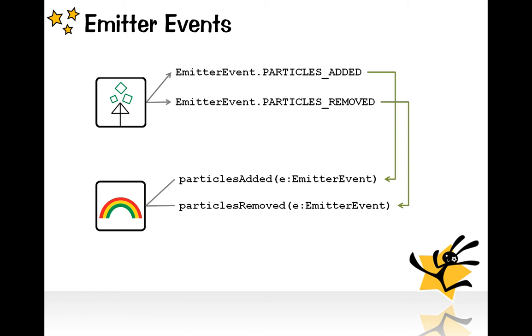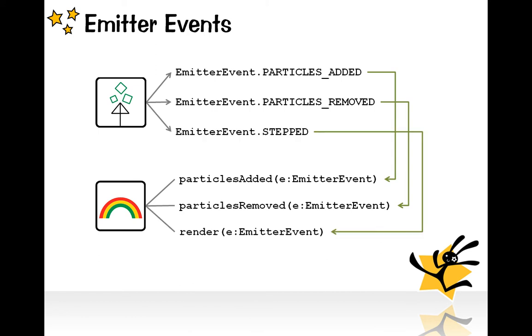Next, dead particles are removed from the emitter, and the emitter dispatches this particles removed event, which would trigger the particles removed method defined in the renderer class. And in the case of a display object renderer, it removes the dead particles' corresponding display objects from the target container's display list.